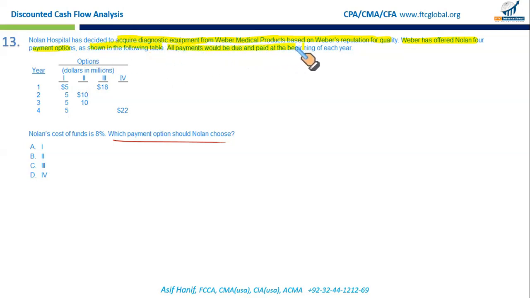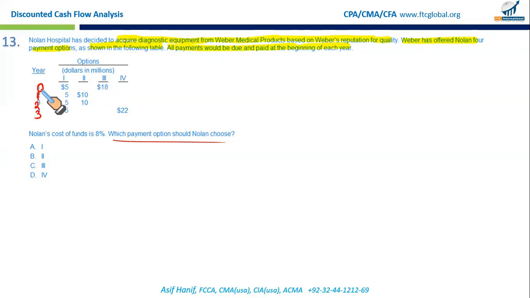All payments would be due and paid at the beginning of each year. This is something very important. So what you see here is, this is basically payment made at the start of the project. So it's better to do this question by revising these numbers. This is basically year 0. This is 1, this is 2, this is 3. Because this 5 million is paid at the start right now. So this is advisable to do it this way. Again, this is a tricky part. It says all payments would be due and paid at the beginning of each year.